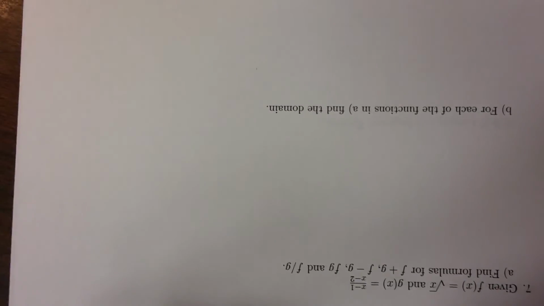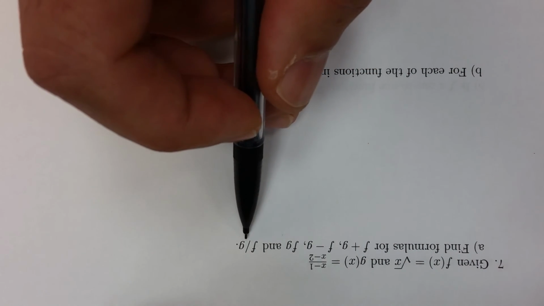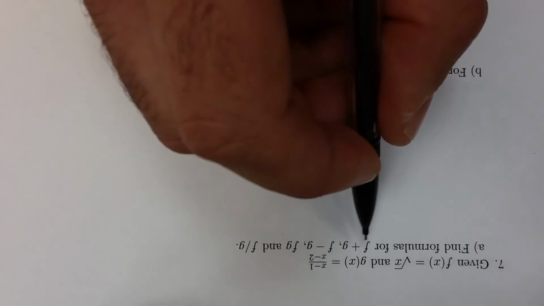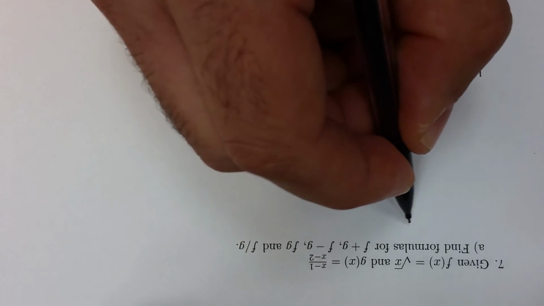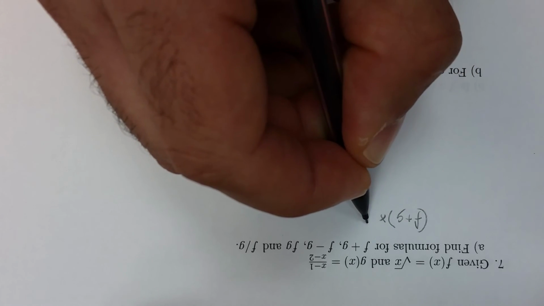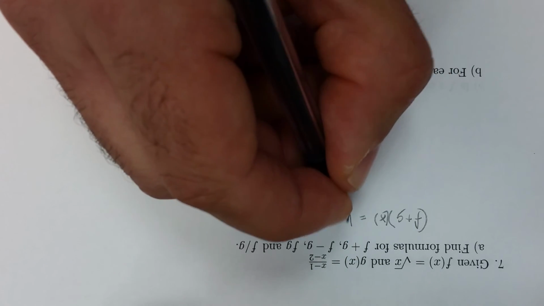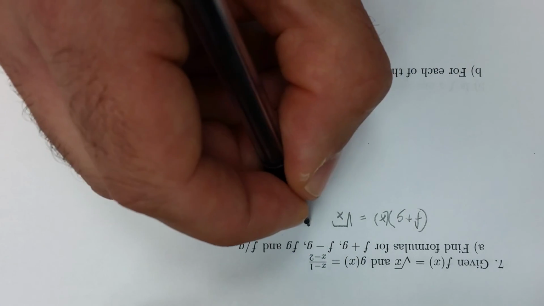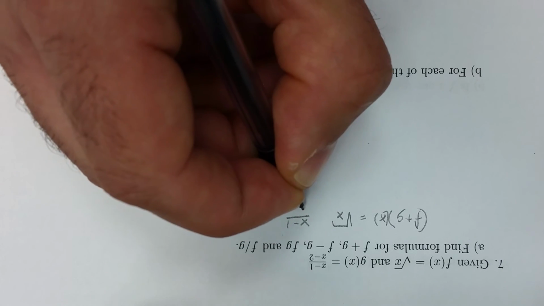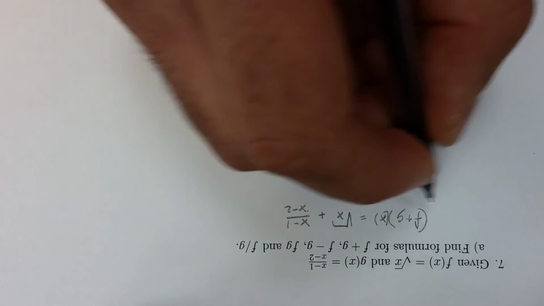All right. Let's take a look at number 7. Find formulas for f plus g, f minus g, f times g, and f divided by g. This is going to be pretty easy. So f plus g is just f of x plus g of x. So write f of x, that's the square root of x. G of x is x minus 1 all over x minus 2, and put a plus sign in between.